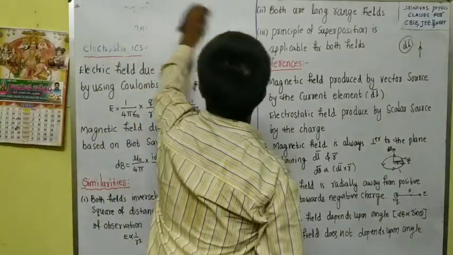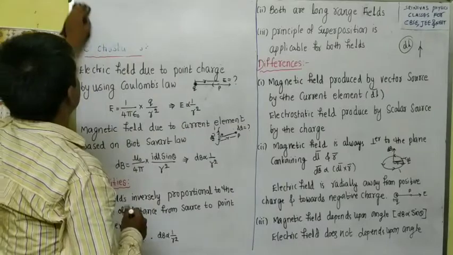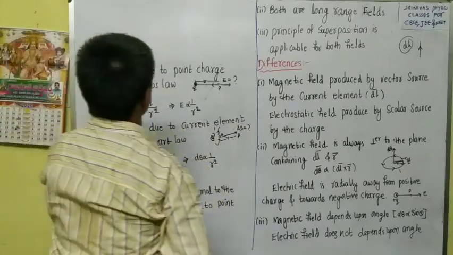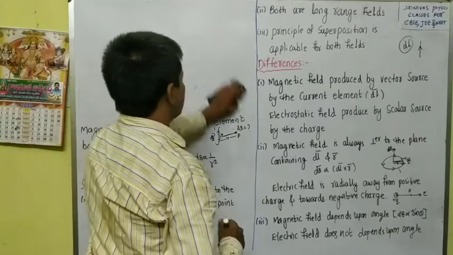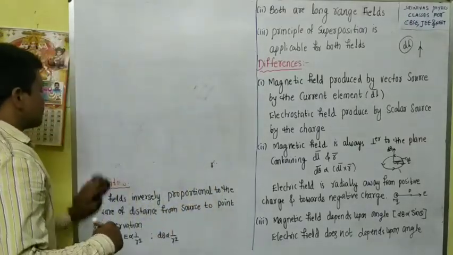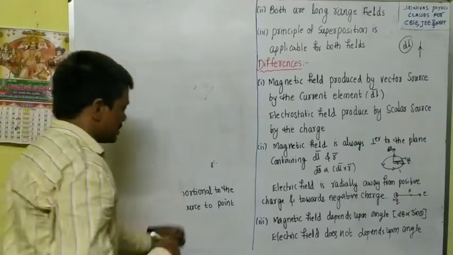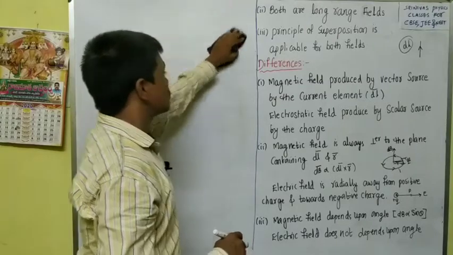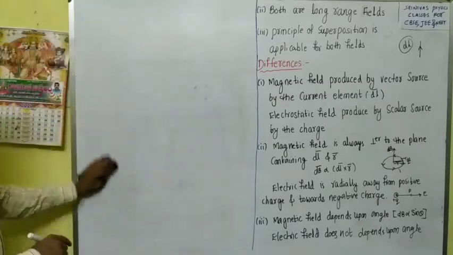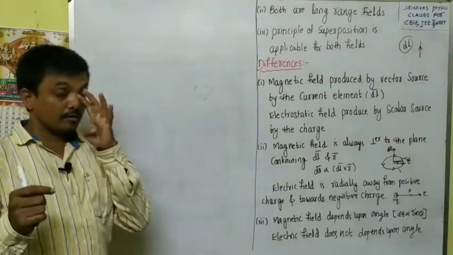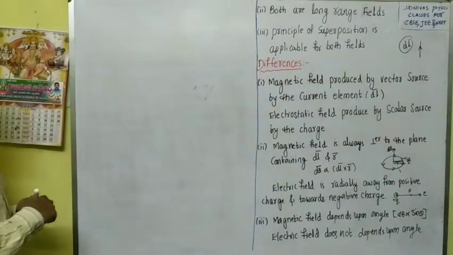I am going to derive the relation between mu naught, c and epsilon naught. What is epsilon naught? Permittivity of free space. What is mu naught? Permeability of free space. The property of medium which affects the force between two charges is the permittivity. The property of medium which affects the magnetic force is called permeability.